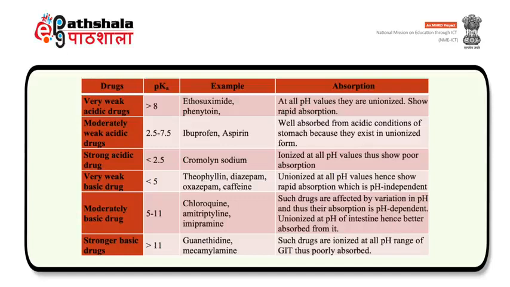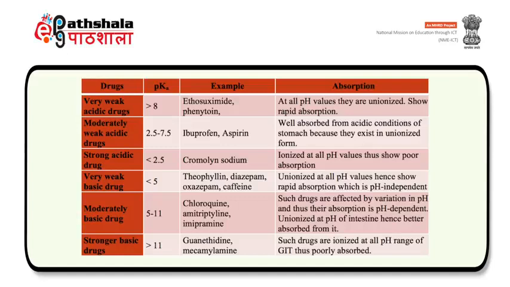For moderately weak acidic drugs having a pKa between 2.5 to 7.5, like ibuprofen and aspirin, they are well absorbed from the acidic conditions of the stomach because they exist in the unionized form there. For the strongly acidic drugs which have a pKa less than 2.5, like cromolyn sodium, they are ionized at all the pH values and thus they show poor absorption.